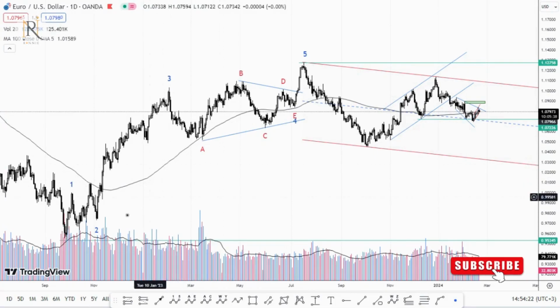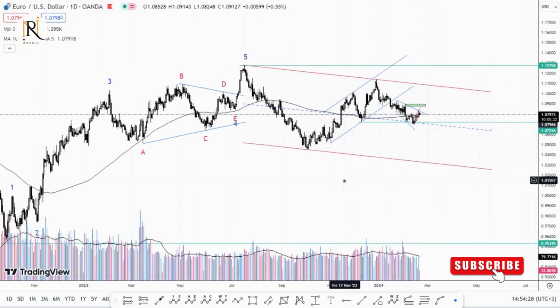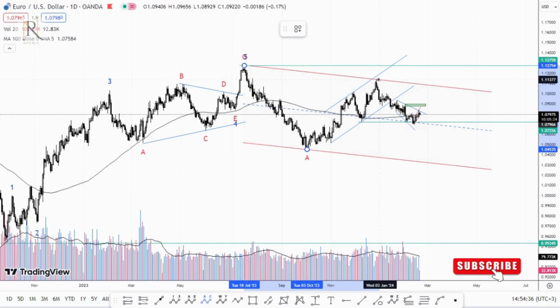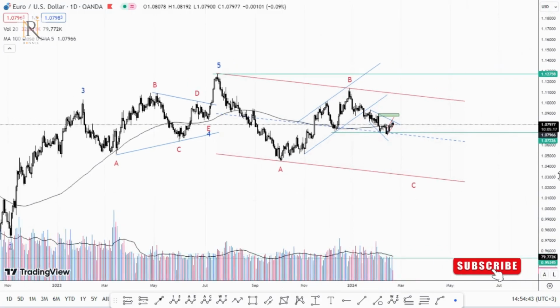After the impulsive wave 5, that is impulsive wave 1 through 5, we have the corrective wave. The corrective wave we are looking at in this case is wave A, B, C. If you look at this, we have wave A, wave B. We still expect a wave C.